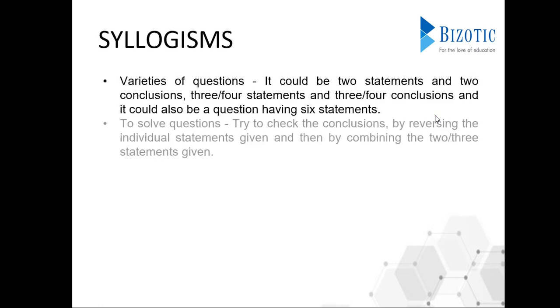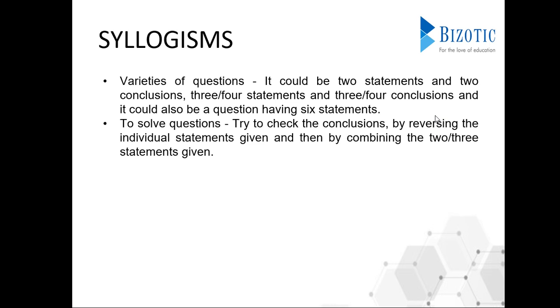Now let's see different varieties of questions. The first point states that it could be two statements and two conclusions. That can be one variety of questions that you can get in syllogism. Second, it can have three or four statements and three or four conclusions, and it could also be a question having six statements. So we have got three varieties of questions here.